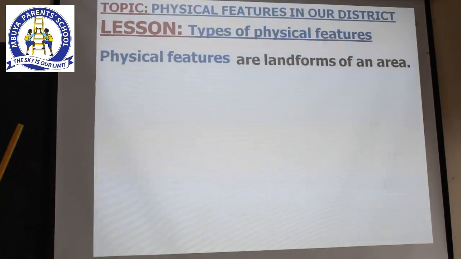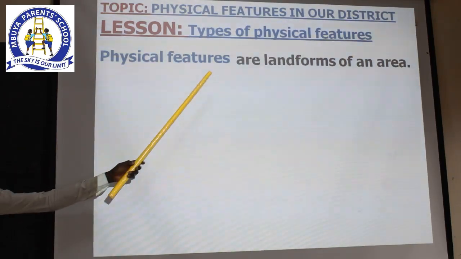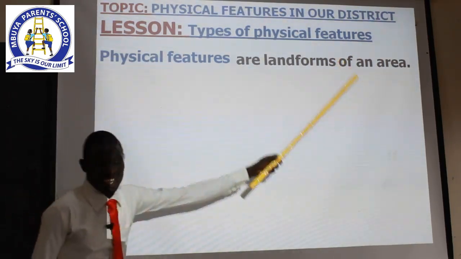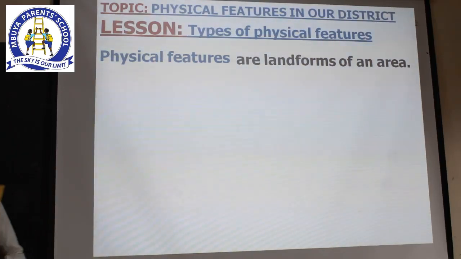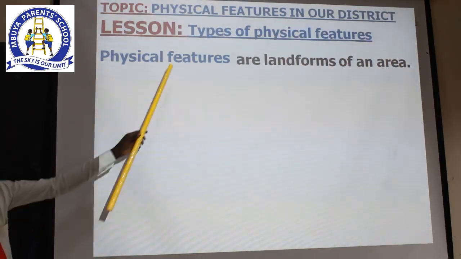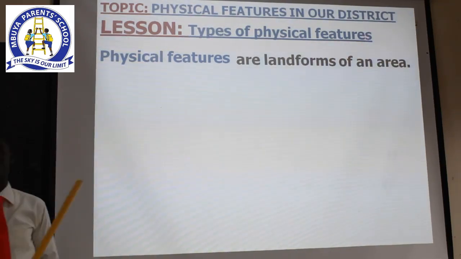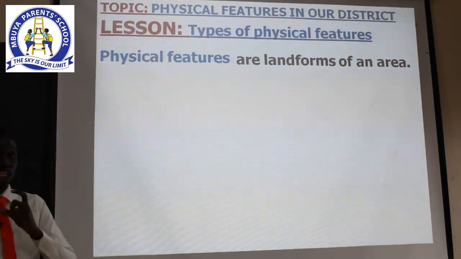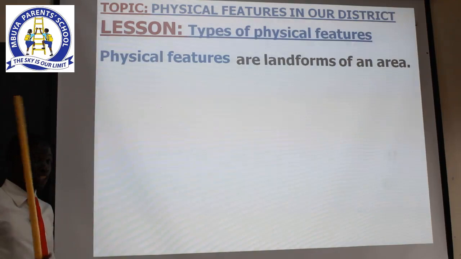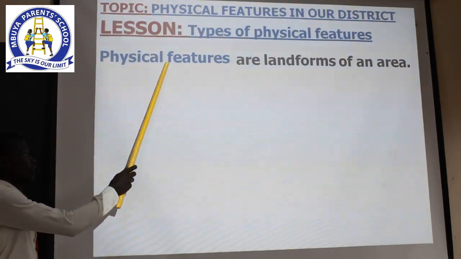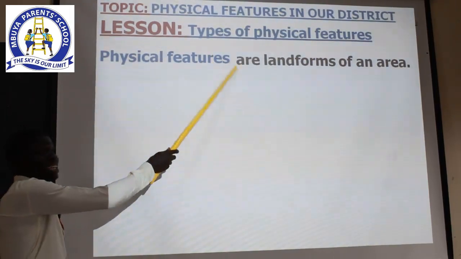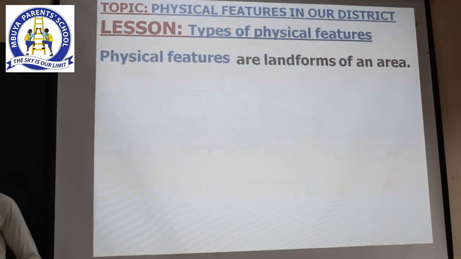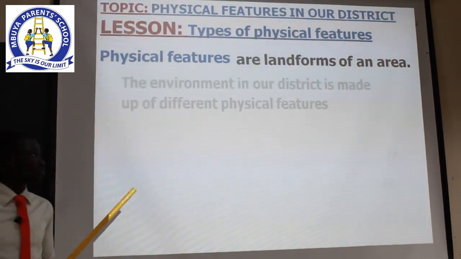What are physical features? Physical features are landforms of an area. I want to emphasize the spelling of the word features. Children, can we spell the word features together? Repeat after me. F-E-A-T-U-R-E-S. Features. Let's move on.